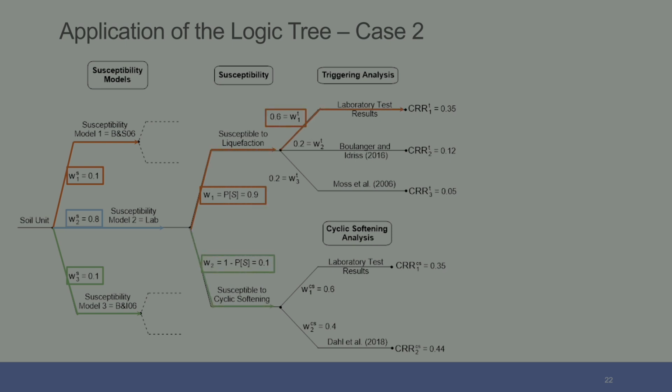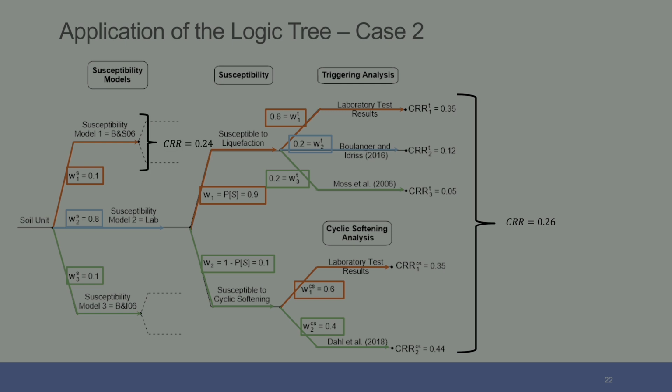Now we can use laboratory test results to estimate the cyclic resistance ratio 2, which is assigned for both the triggering and cyclic softening assessments. And when these results are combined, we can find out that the lab model yields 0.26. When cyclic resistance ratio from laboratory test results are also included, Bray-Sancio yields 0.24 and Boulanger-Idriss yields 0.39.